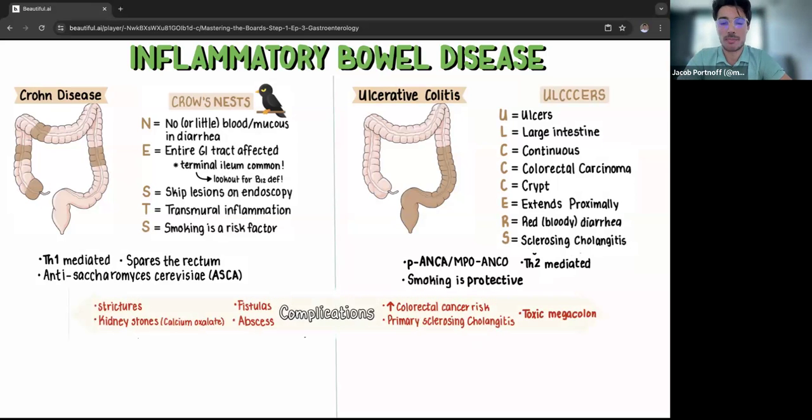Now, complications of each of these in particular, let's go through. So on our left here, we have complications of Crohn's disease, which is our strictures, your kidney stones, fistulas, and abscess. On the right-hand side, we've already talked about primary sclerosing cholangitis. We have an increased risk of colorectal cancer, so that's really important as well to hone in on. And then finally, we have this picture of toxic megacolon.